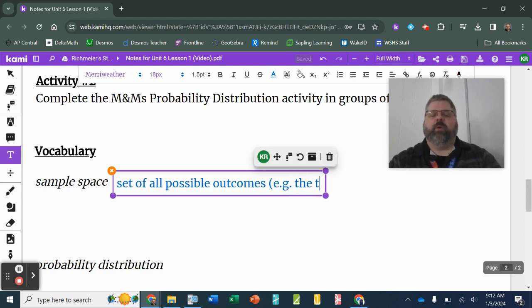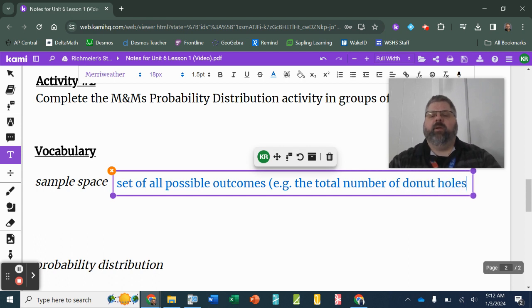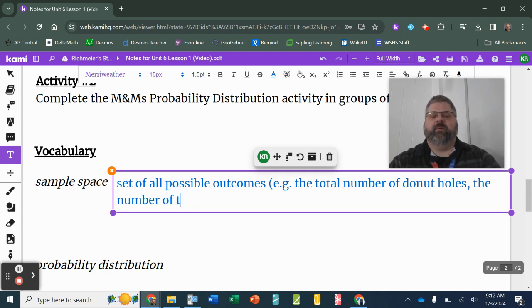So I can say the total number of donut holes. For the siblings, it would be the number of students in the class. And I think for first block, it was 20, the number of students in the class.